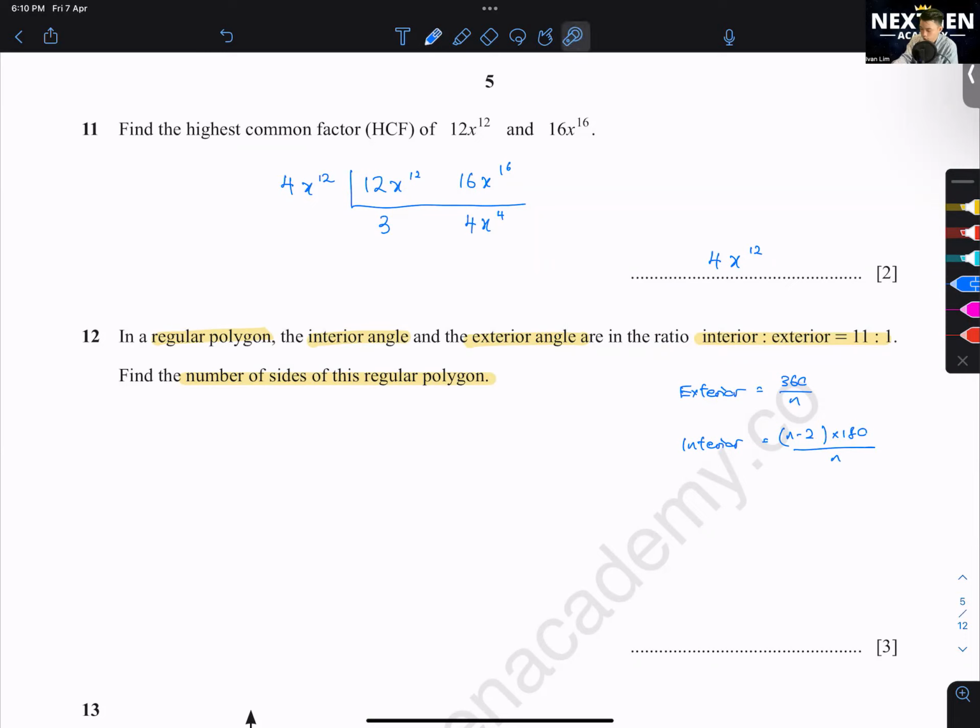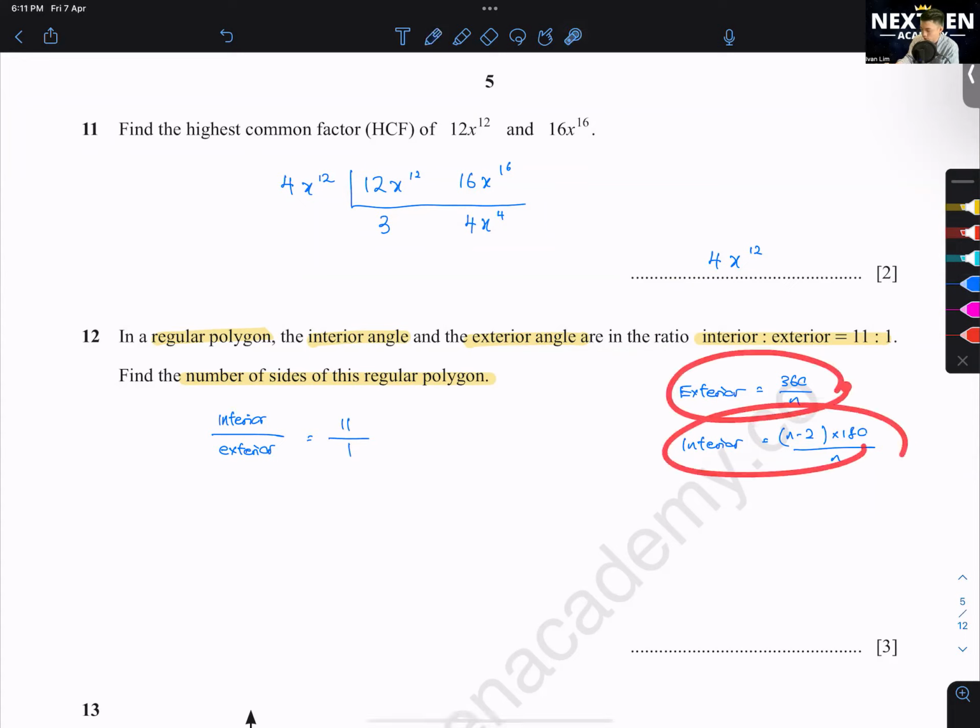So how do we convert this statement, this ratio, into an equation? With a ratio, we always have to remember, the 11 to 1, and the interior and the exterior, we can always change it to a fraction. This still applies also. So I can change it like this: interior over exterior is equal to 11 to 1. What is interior? I just fit in the formula inside here.